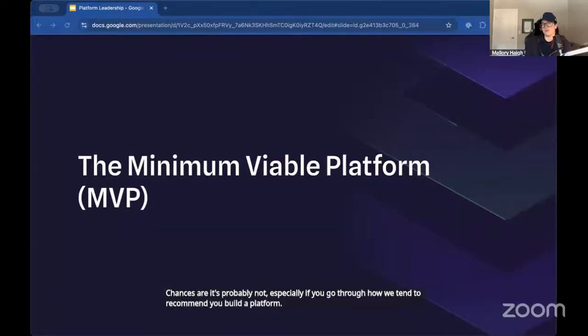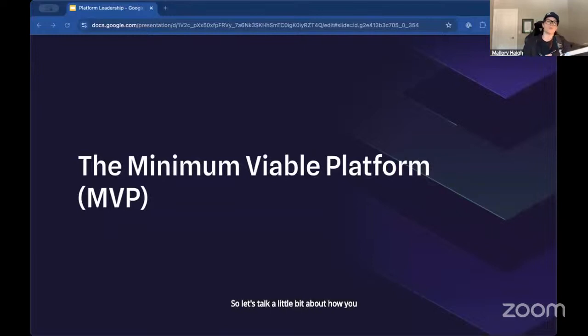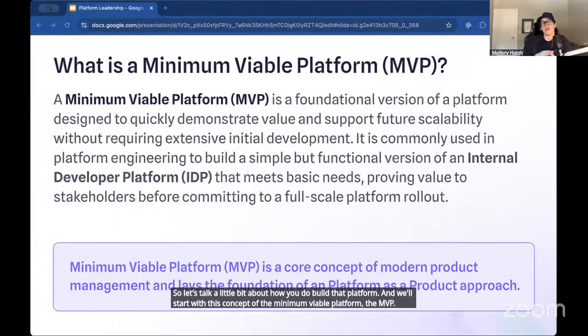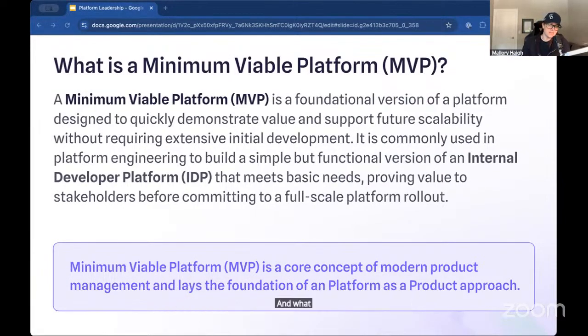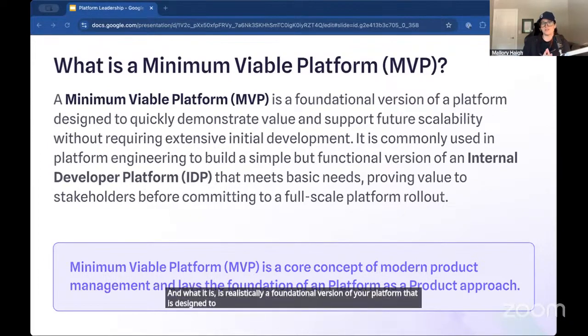So let's talk a little bit about how you do build that platform. And we'll start with this concept of the minimum viable platform, the MVP. And what it is realistically a foundational version of your platform that is designed to very quickly show value and support scalability without requiring incredibly intensive initial development. So we commonly use these in platform engineering to build very simple but functional versions of internal developer platforms that meets basic needs, but proves value to stakeholders before you get commitment to a full-scale platform rollout.